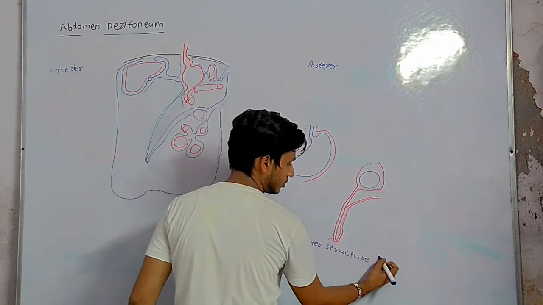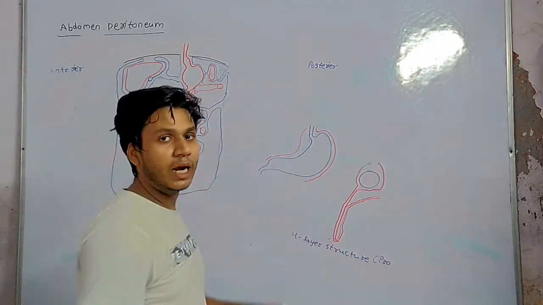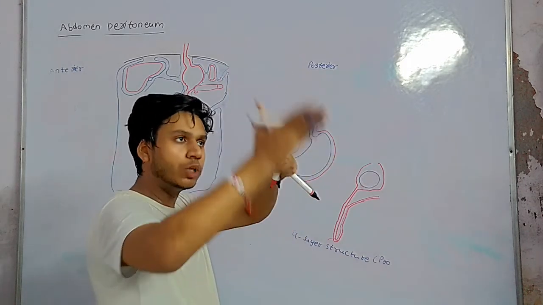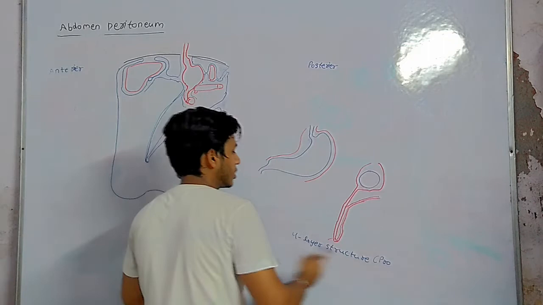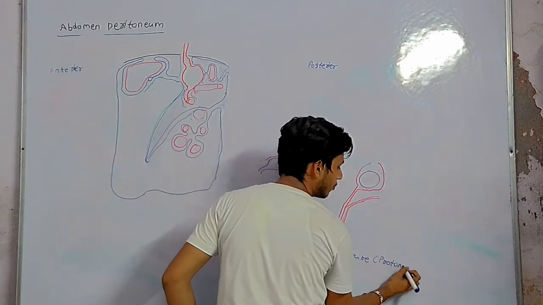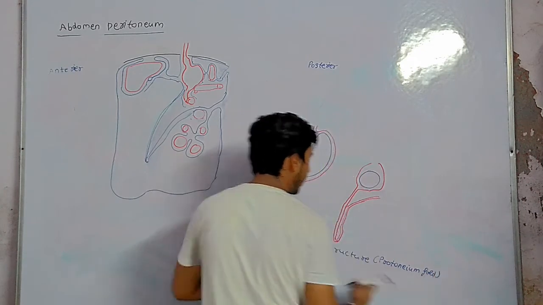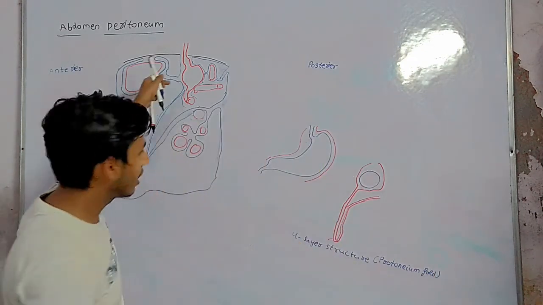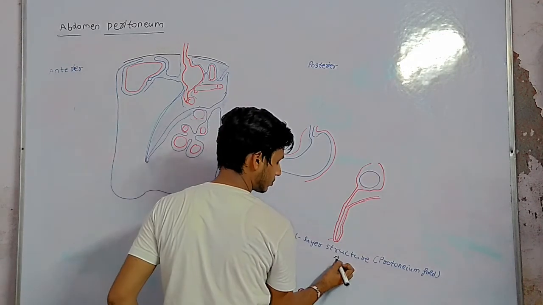This peritoneum fold is formed from which part? From the stomach's greater curvature, the anterior layer of peritoneum extends and descends, and forms this 4 layer structure. This peritoneum fold is called the greater omentum. We have covered the lesser omentum, and this is called the greater omentum because it is bigger.